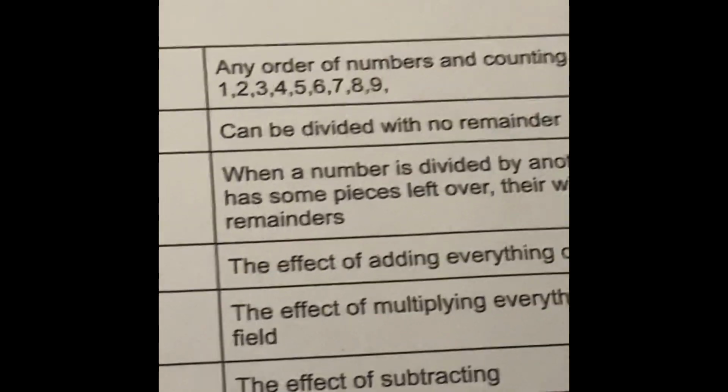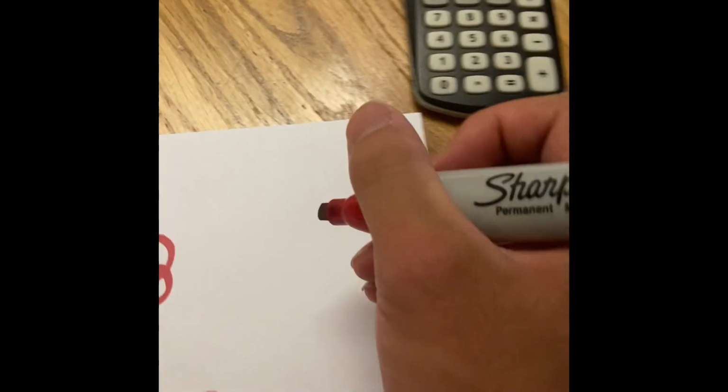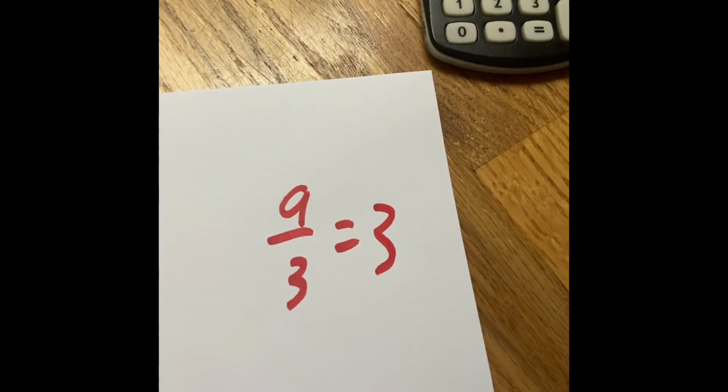Divisible: can be divided with no remainder. Just like we can say 9 divided by 3 equals 3. That is divisible.